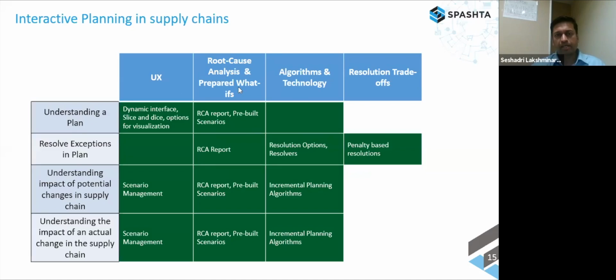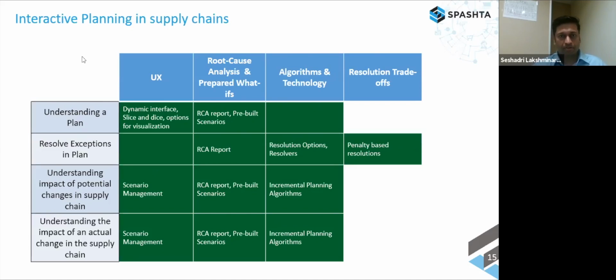I have some examples here. And then root cause analysis is a very important aspect of interactive planning, just to understand the plan. What is causing the plan not to do what we wanted to do in the utopic sense is a very important report. And I'll give you a quick example of it. It's a mock-up and something called pre-built scenarios.